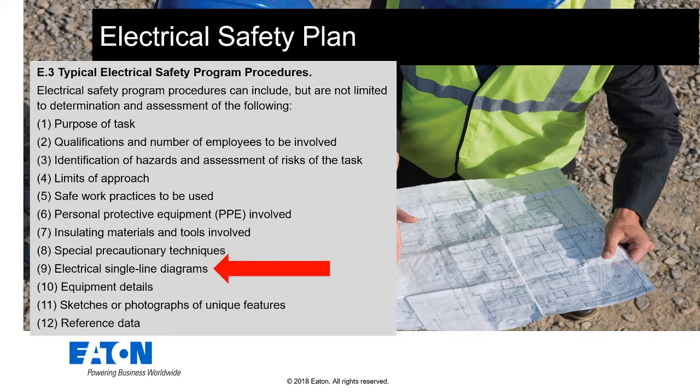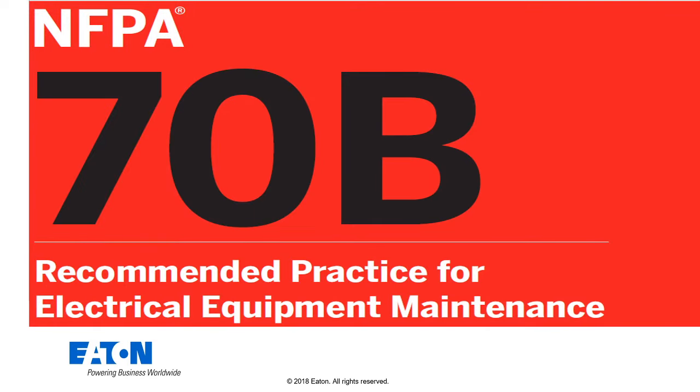So from a 70E perspective, those were the areas that I could find in 70E that reference the single line diagram. I think you understand why it's defined in Article 100 of 70E, because that's where it's used multiple times throughout that document. Now let's take a look at 70B.